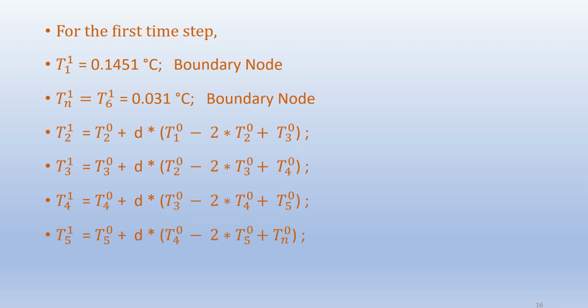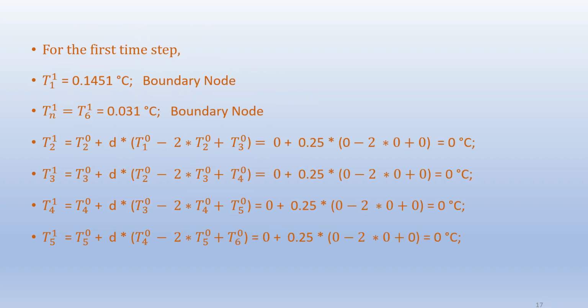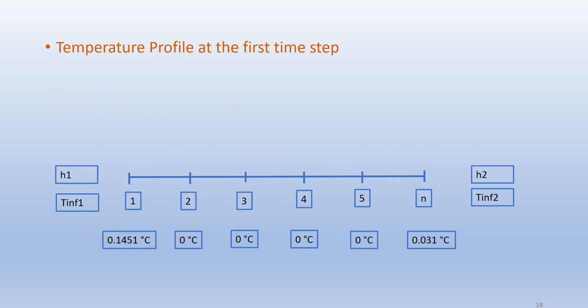So now we need to calculate the temperatures at the interior nodes for the first time step. And the equations we already derived are given here. So substituting the values of T20, the initial conditions basically, we get the temperature profile for the interior domain, or the temperatures at all the nodes for the first time step, and it is given as shown here.